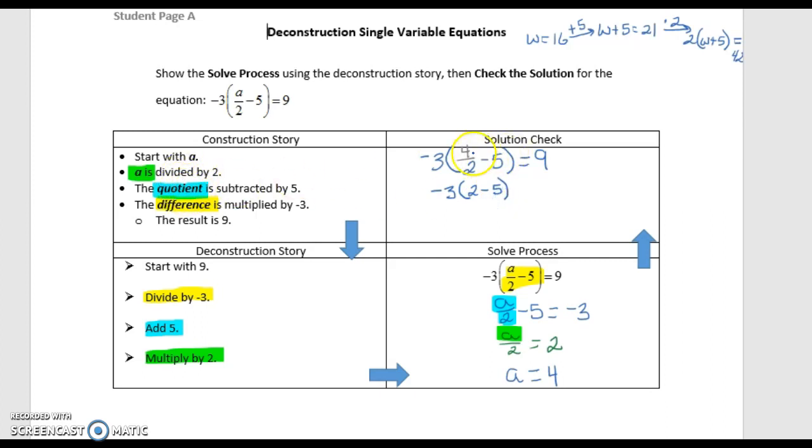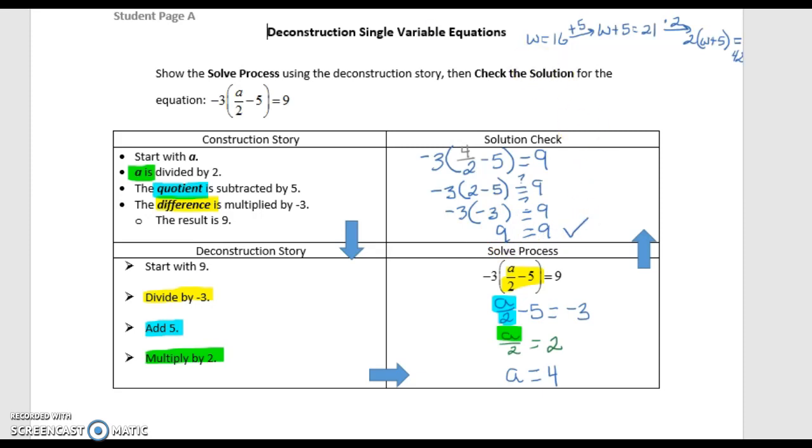Then the quotient, which was this, is subtracted by 5. The quotient gave me a value of 2. I'm going to subtract 5, so I get -3 times -3. And I'm still checking to see if this is 9. And sure enough, 9 equals 9, and that is a check.